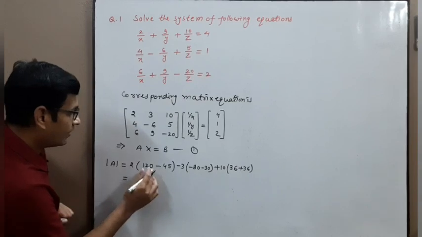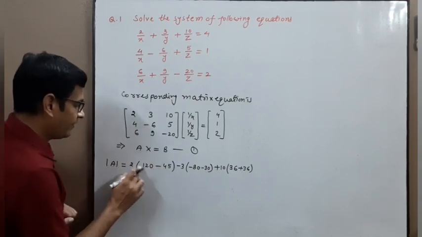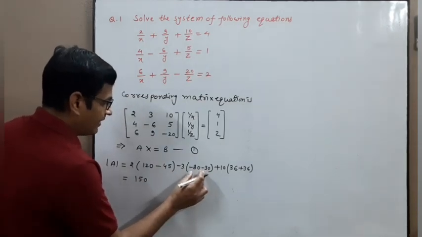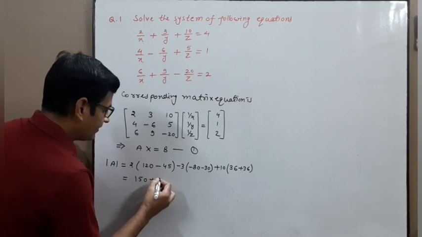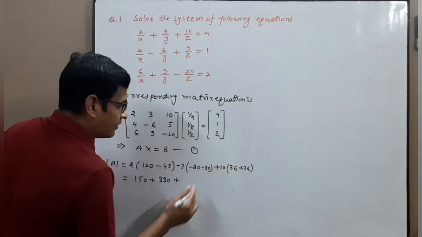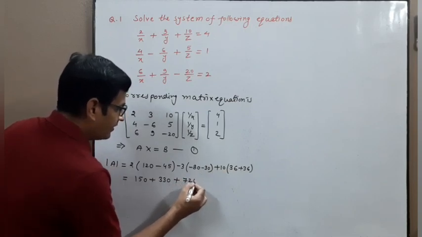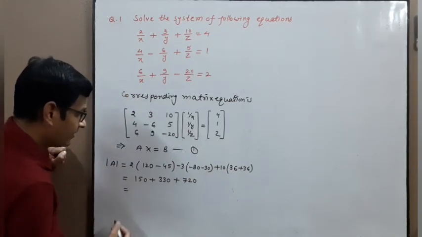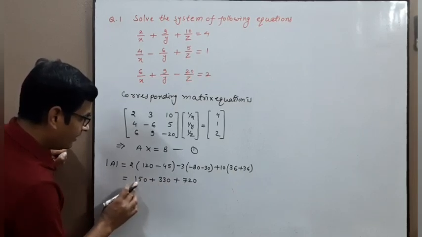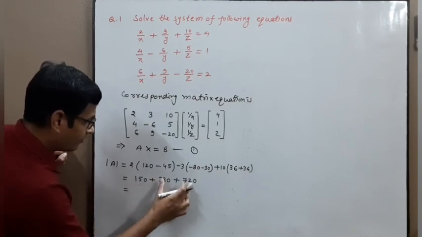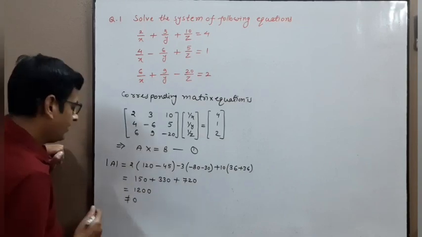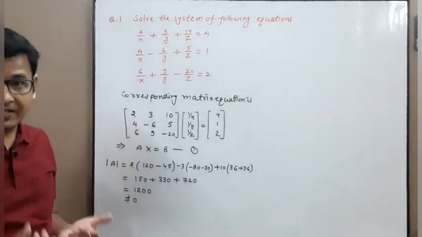Now simplify 120 minus 45, so 75; 75 times 2 is 150. Then minus 3 into 110, that is minus 330, plus 72 into 10, 720. Now 150 plus 720 is 870, minus 330 is 540, so the total comes to 1200, not equal to 0. Determinant A not equal to 0 means A inverse exists.